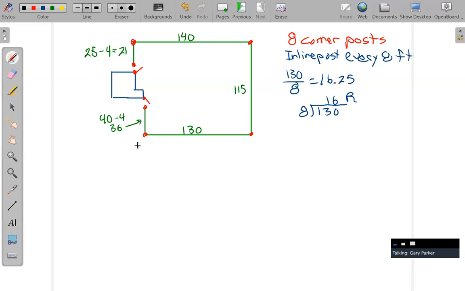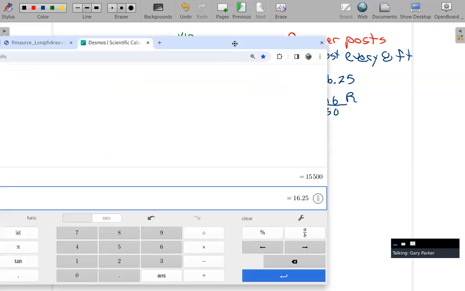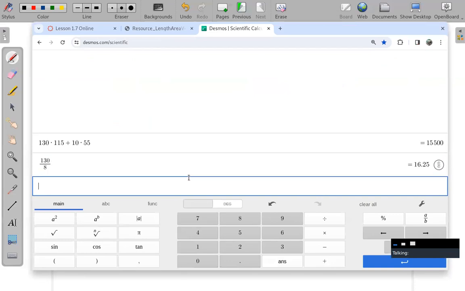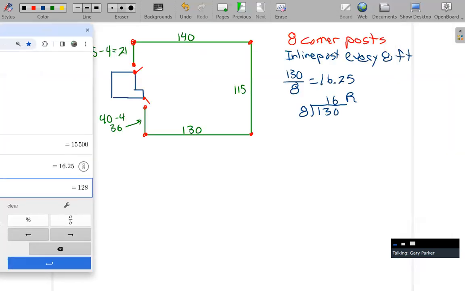So there's 16 groups of 8, right? 16 times 8 is what? 128. So that means there's 2 feet left over. 0.25 is 2 out of 8. Yeah, that makes sense. All right.